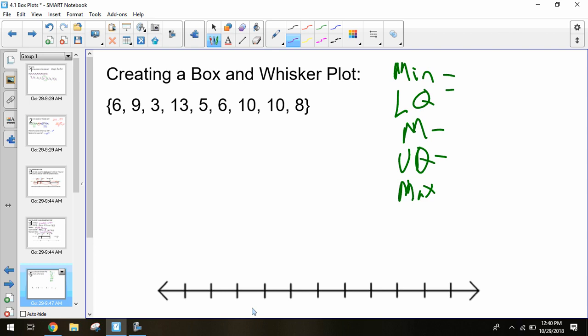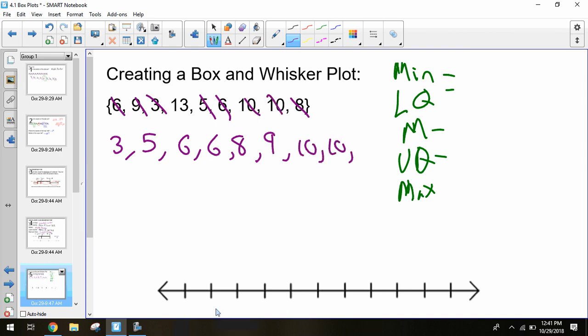Good. So before we can start figuring out what some of these are, it's probably easiest to order them from large to small. So put those numbers in order. Our smallest number we start with is 3. And then we have 5, 6, another 6. From there we go up to 8, then 9, and then we have 2 10s, and then our last number is 13. By ordering the numbers in that data set from lowest to largest, it'll make it easier to find some of that information.